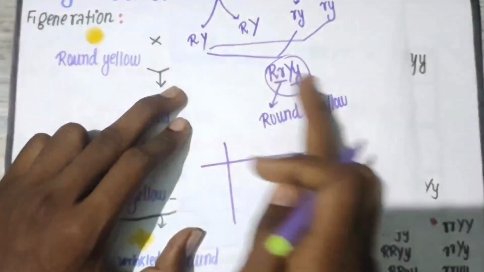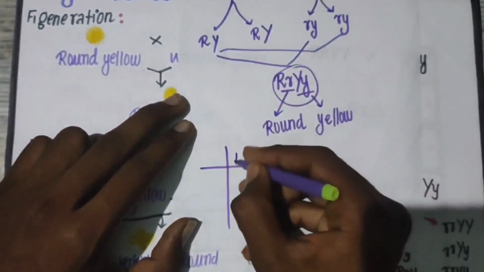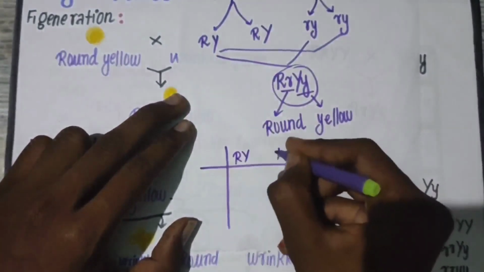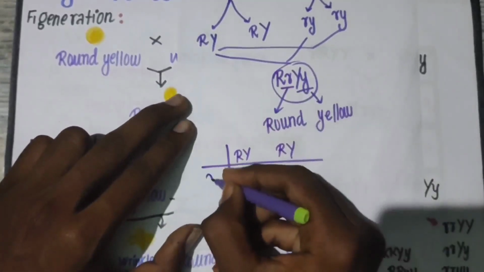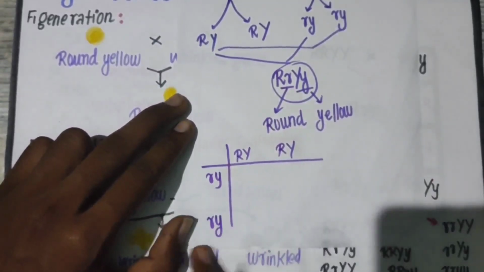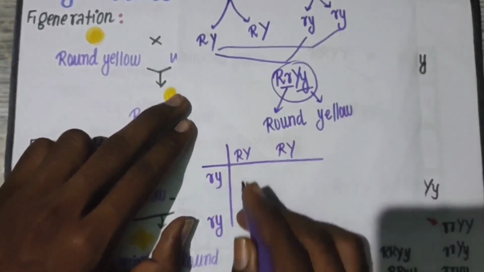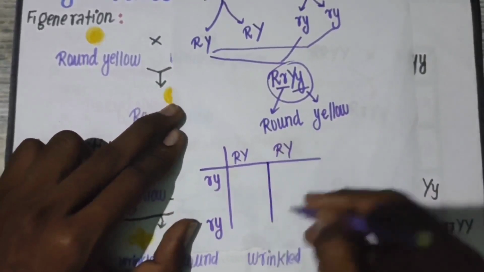You have to first write the gametes. There are one or two types of gametes here. This capital R, small y, capital R, small y is the gamete which is produced from this first plant. Similarly, small r, small y, small r, small y are the gametes which are produced by this second plant. When these gametes combine, what is the result? That you can easily write now.